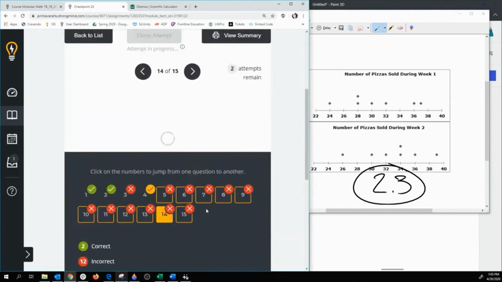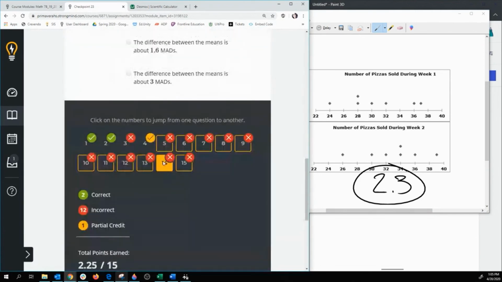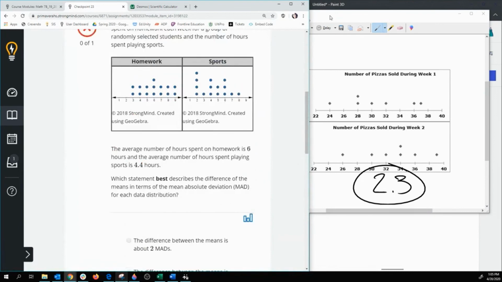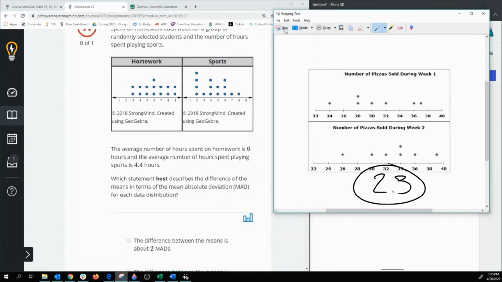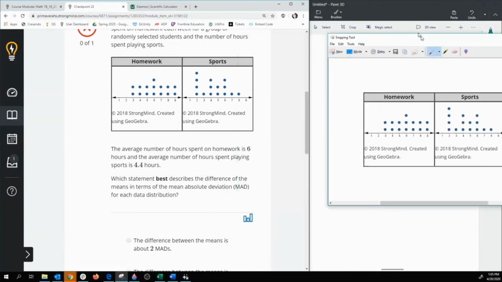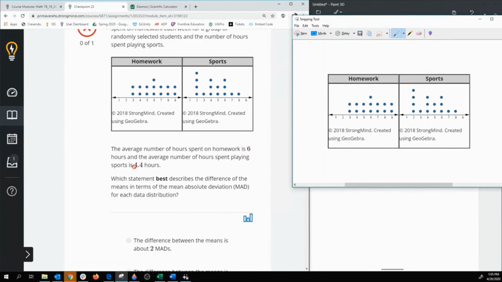Question 14. Almost done, 2 more. All right, on 14, I have those homework and sports dot plots again. And it tells me that the average number of hours spent on homework is 6, and the average number of hours spent on sports is 4.4. Which statement best describes the difference in terms of mean absolute deviations?